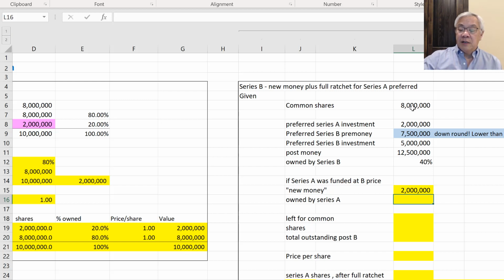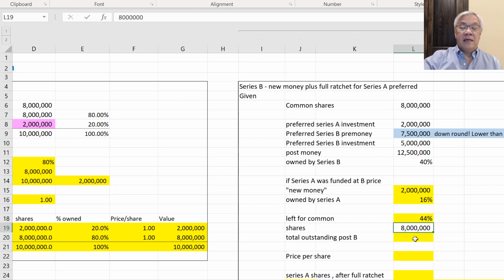So 2 million shares would mean that they would own 2 million out of 12.5 million, or 16%. So what's left over for common is 100% minus the shares that are going to be given to the Bs, minus the amount that's owned by the As now that we've adjusted for the full ratchet. That means 44% is left over for the common, which means the total shares that they have were the same 8 million.